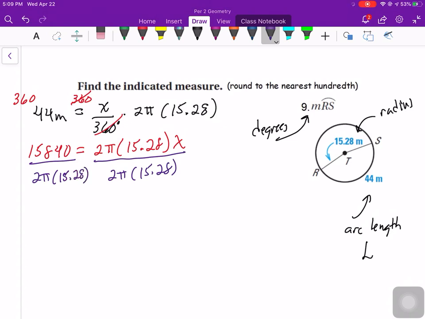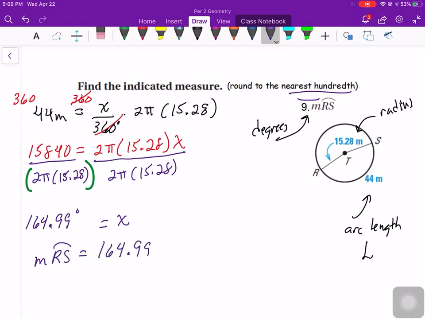Now keep in mind when you put this into your calculator, you're going to want to put a grouping symbol around that whole bottom. And it asks us to round to the nearest hundredth. So we end up with x equals 164.99. That's the measure of arc RS, 164.99 degrees.